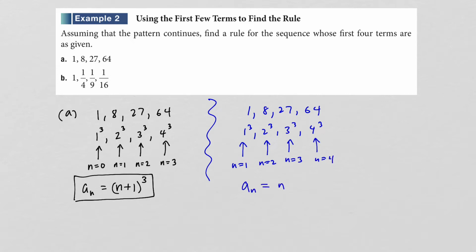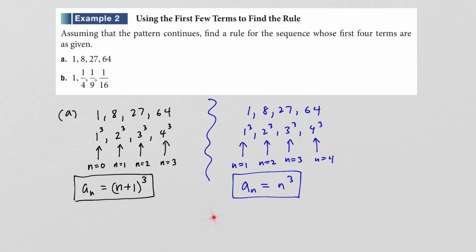In this case, it would just be n cubed, right? Because you're just taking this number and cubing it, right? 1 cubed, 2 cubed, 3 cubed, 4 cubed. So if we choose to start at n equals 1, the formula would just be n cubed.